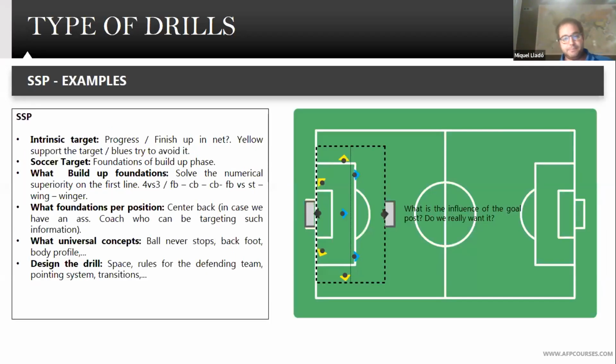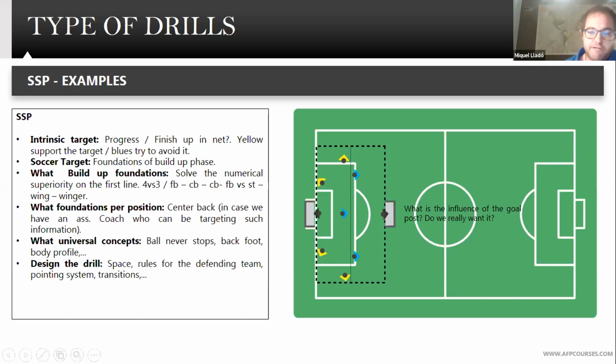An example, a silly example, it could be better done, but I just want you to get the picture. First, again, the intrinsic target with SSPs, remember the table, is to progress or finish up in net. Finish up in net depends on the SSP, because here I have put one that is not frequent, just a 4v3, but it's still an SSP. So I will tell you now why finishing up in net wouldn't be advisable here.